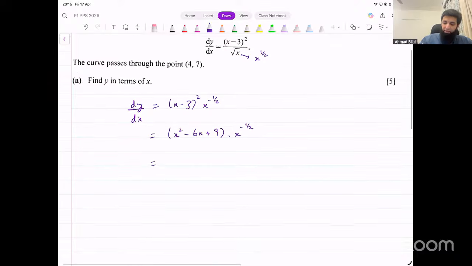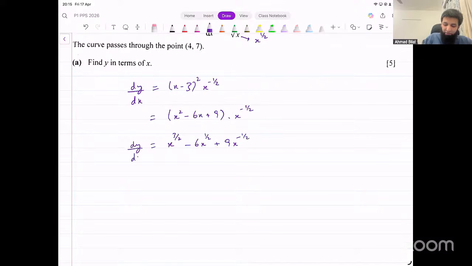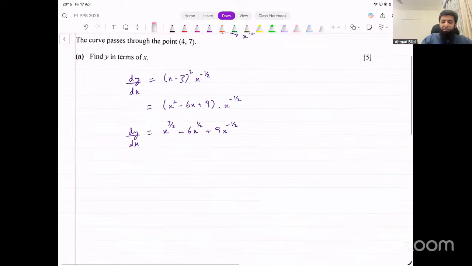Now, x squared into x power negative 1 over 2, what is that going to give you? X power 3 over 2 minus 6x, x power 1 and x power negative 1 over 2, that becomes x power 1 over 2 plus 9x power negative 1 over 2. Now, that's the derivative that is given. Now, we are looking for the equation of the curve. For that, we just integrate it now.